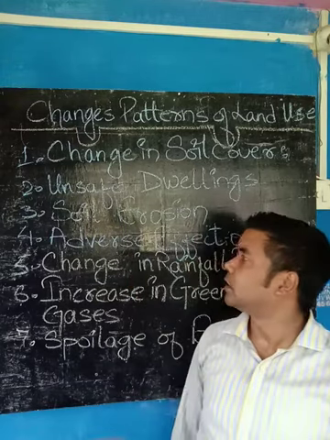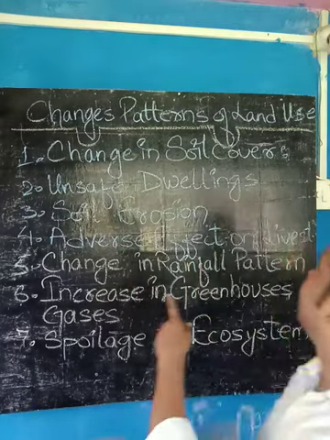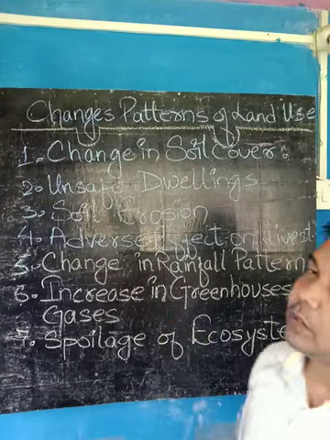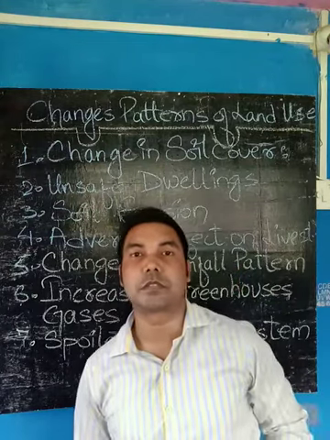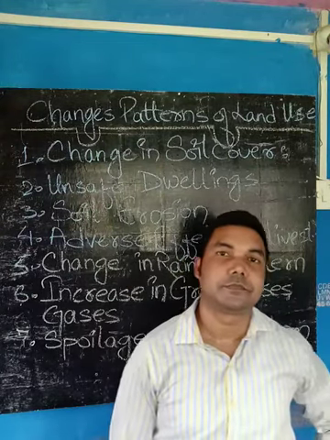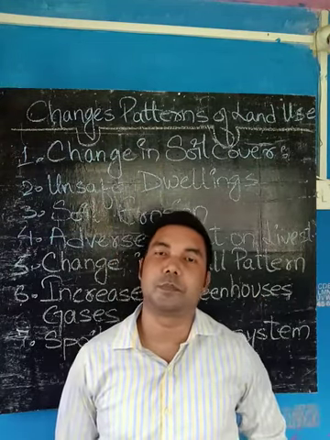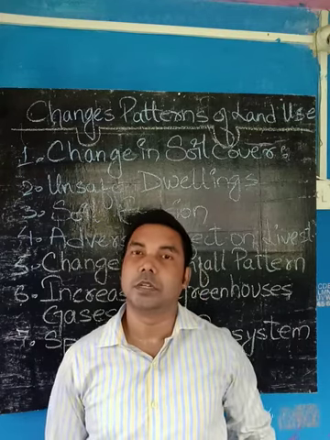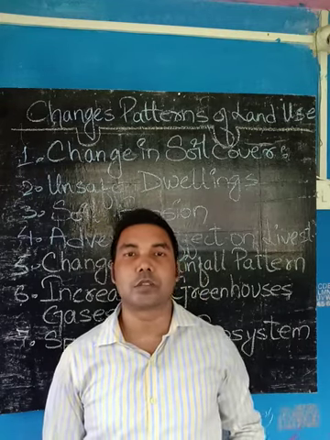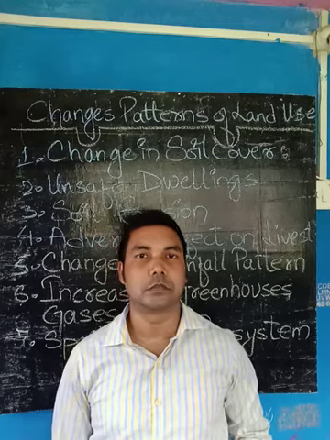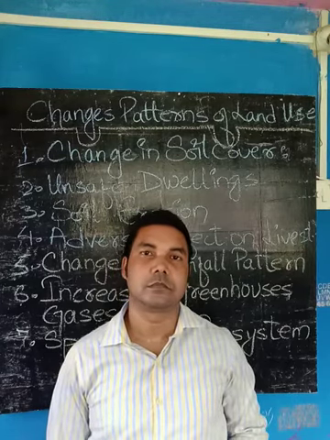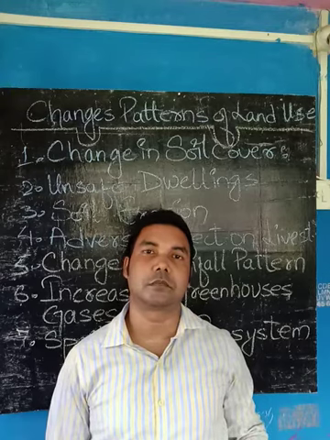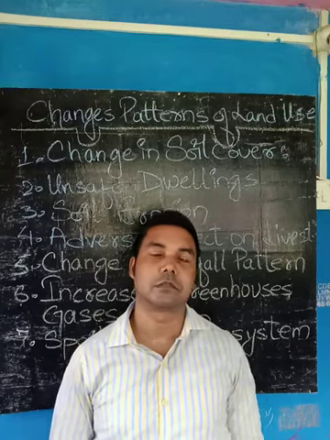Next, you can see adverse effect on livestock. Livestock means the cattle: cows, buffaloes, sheep, goats and so on. Earlier they had lots of food. They could graze on the field. They would eat the grasses and so on.